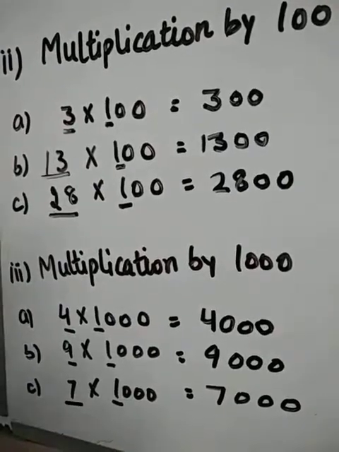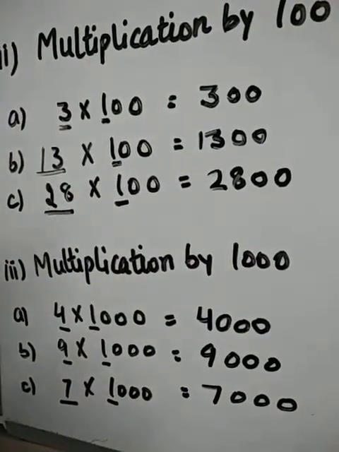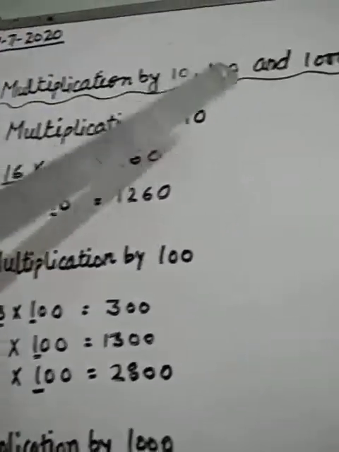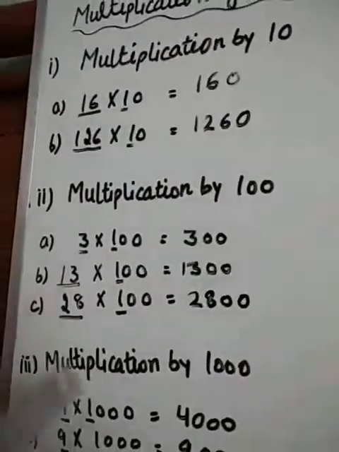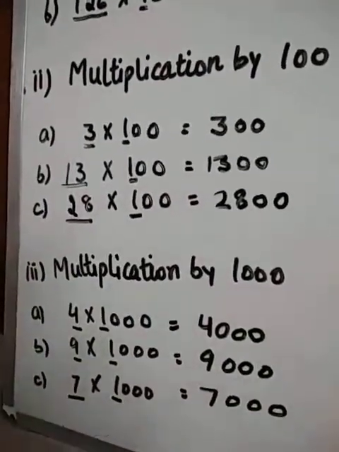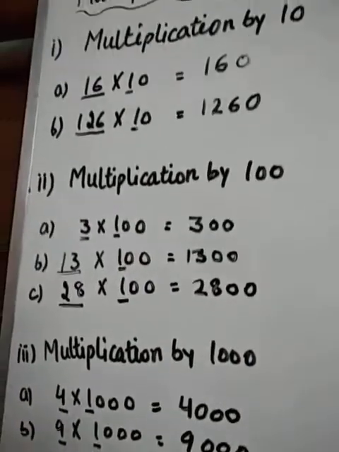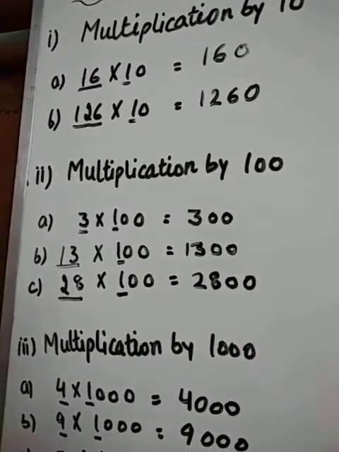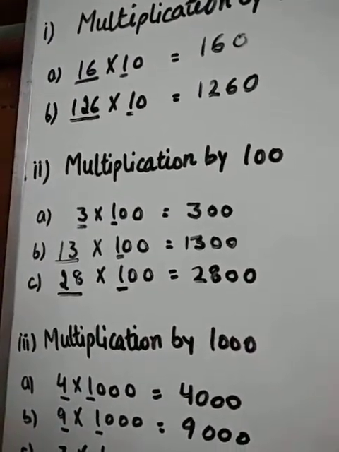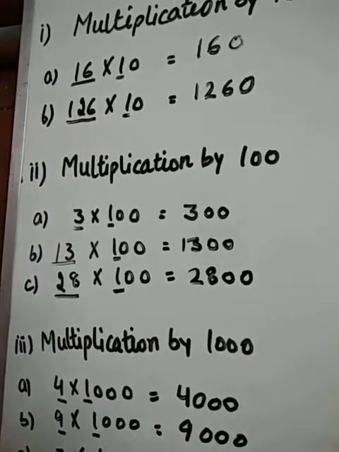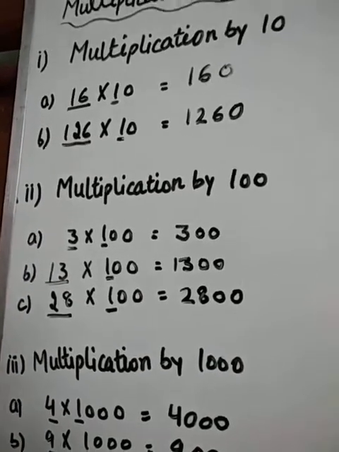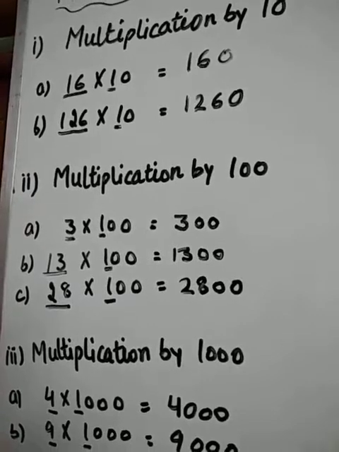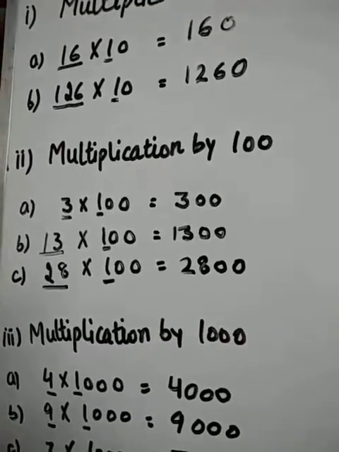Now I hope you have understood the method of multiplication by 10, 100 and 1000. It is the easiest method because in 100 there is 1, so when we multiply any number with 1, we get the same number. And you will see in the sum how many zeros are there. The number of zeros that are there, you will write the same in the answer.